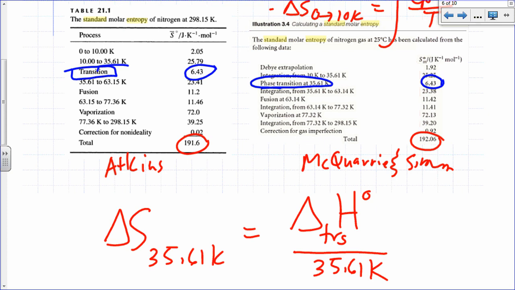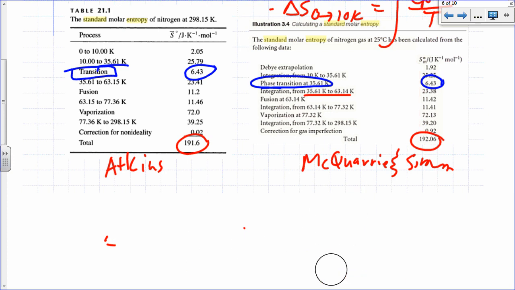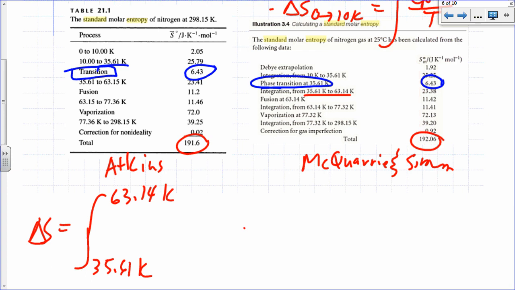And then what happens after that? You integrate, this time from 35.61 Kelvin to 63.14 Kelvin. What's the formula for delta S? Simple heating at constant pressure: Cp dT over T. And these are the numbers. Notice there's a slight difference here in the temperature that they used.